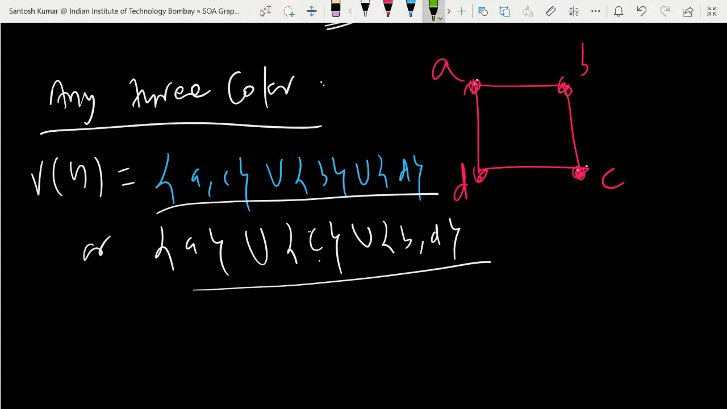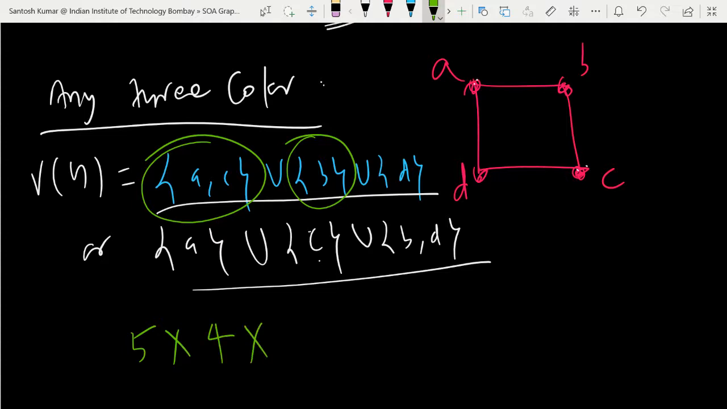Out of 5 colors, what is the total number of ways actually? For AC you can use any one of the 5, so you have 5 choices. For B, because you will use a second color, how many choices do you have? 4 choices. And for D, because you will use the third color, how many choices do we have? 3 choices.